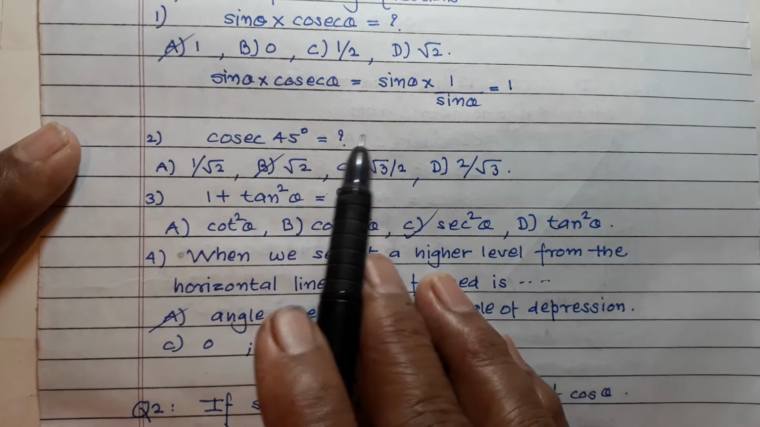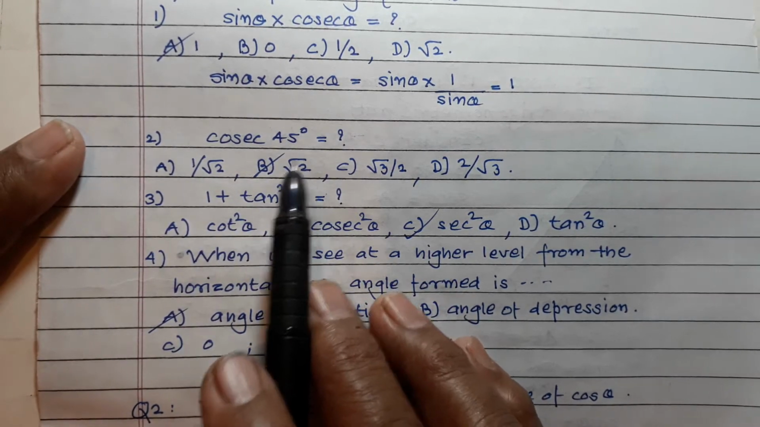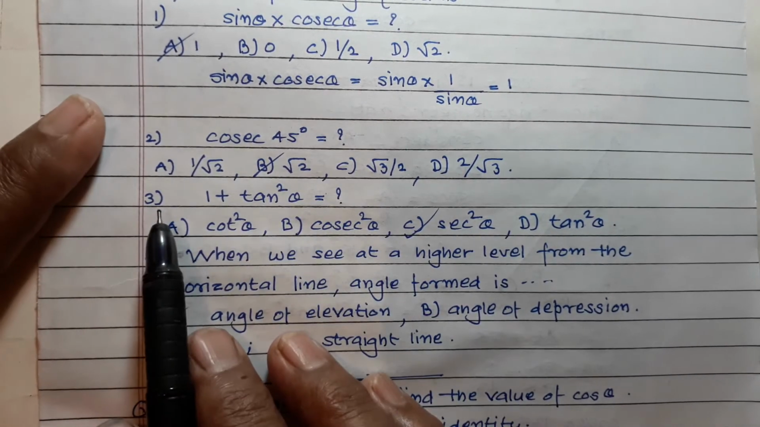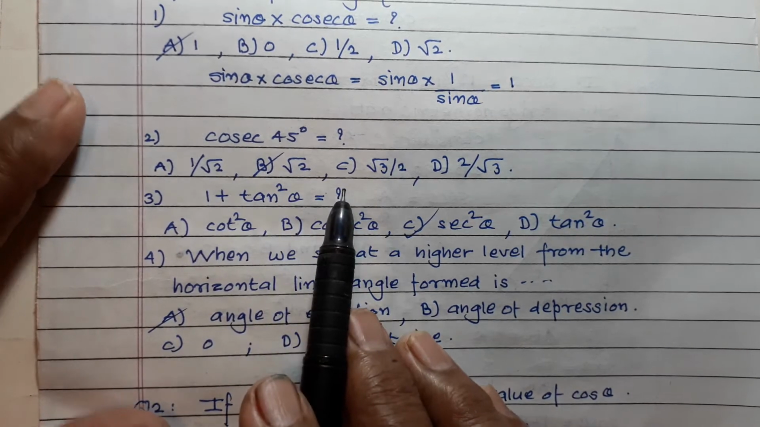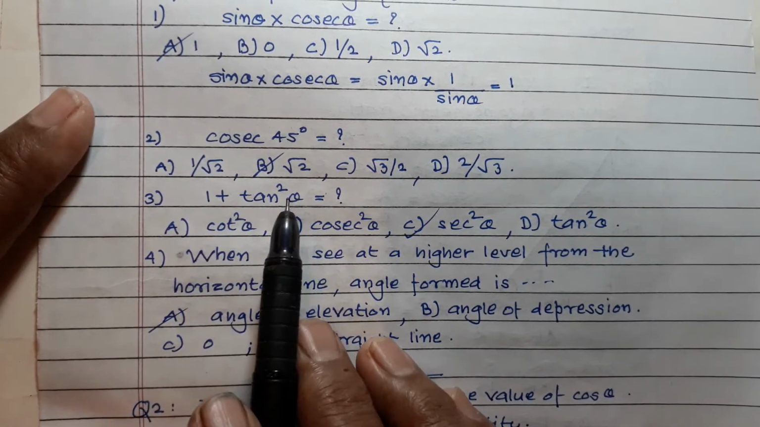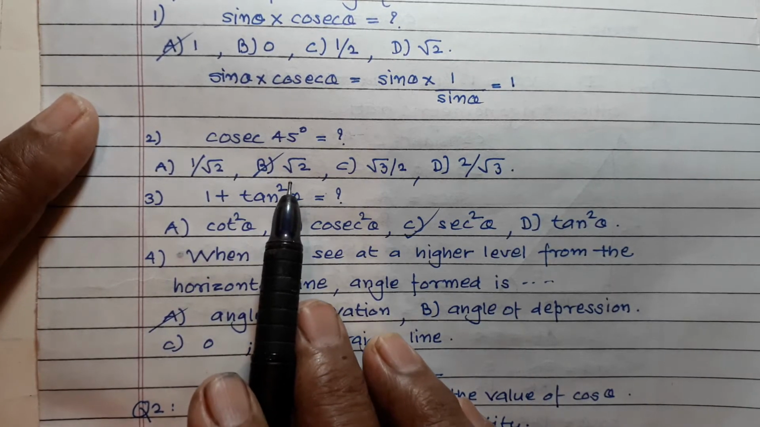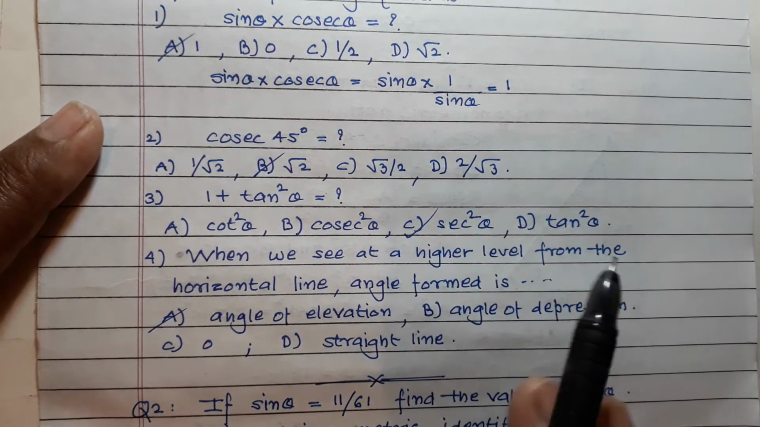Okay. Question number 2. Cosec 45 degree is equal to root 2, so option B. Question number 3. 1 plus tan square theta is equal to, so you know this identity, 1 plus tan square theta is equal to sec square theta, and therefore the correct answer is C.